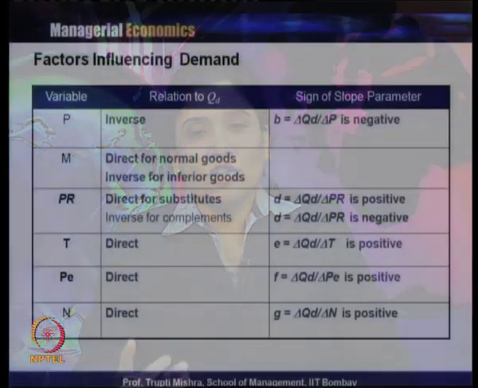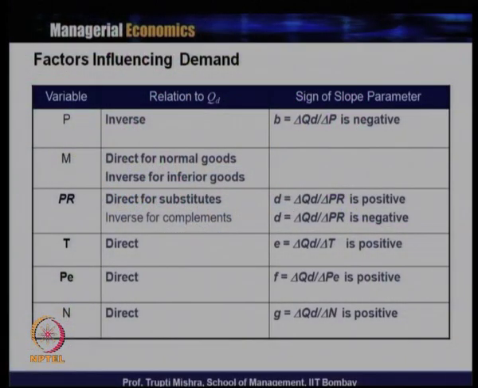Taste pattern is direct, because if the consumer likes the product, there is more demand for this particular product. So, the slope is again positive, that is del QD by del T, which is positive. The more the consumer likes the product, the more is the quantity demanded for this product.